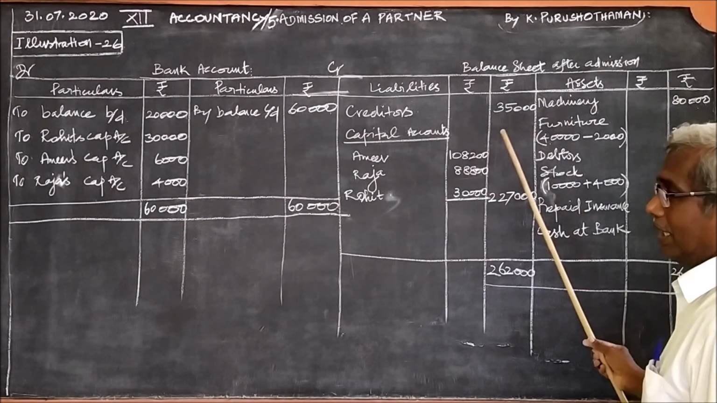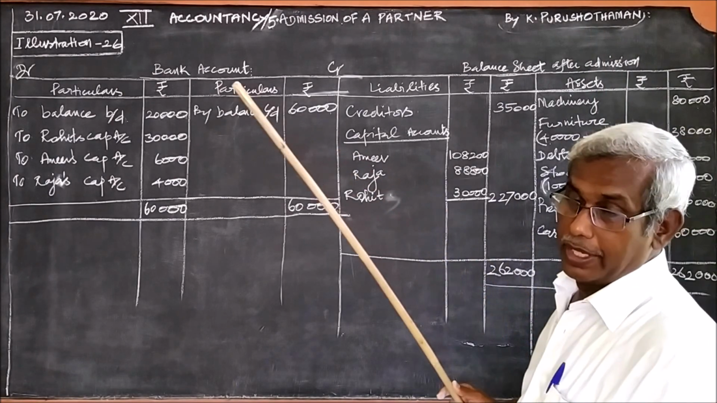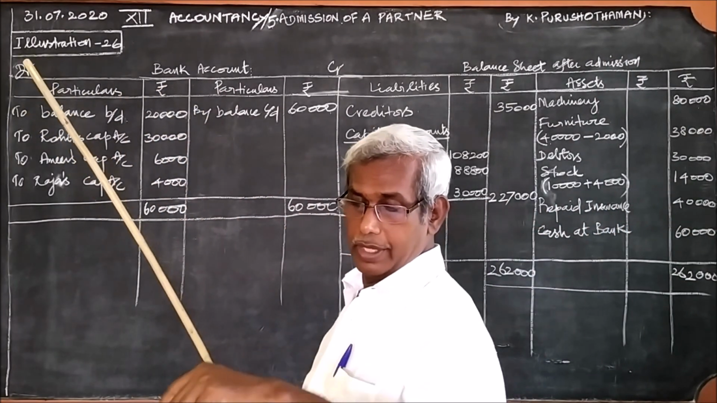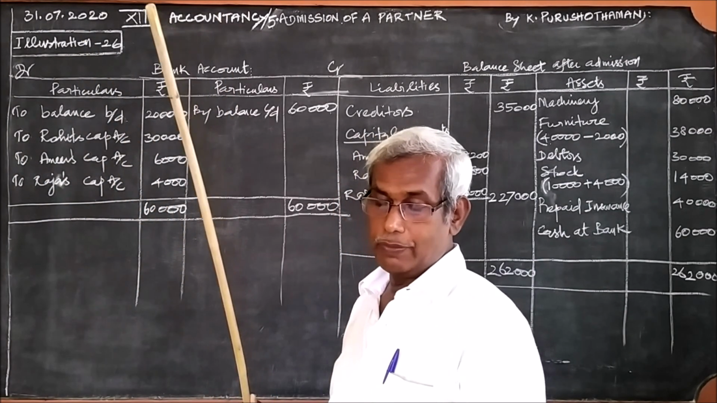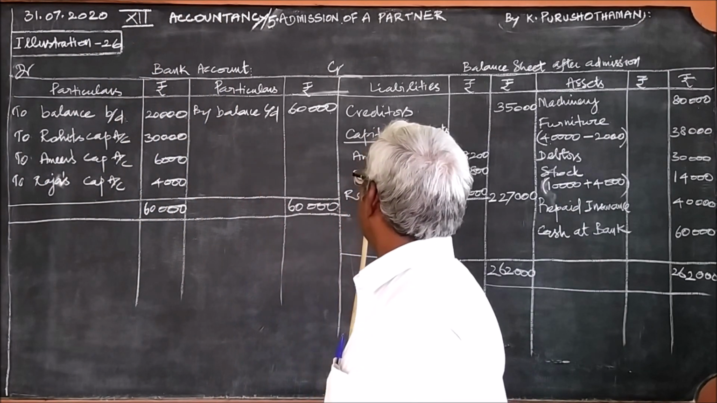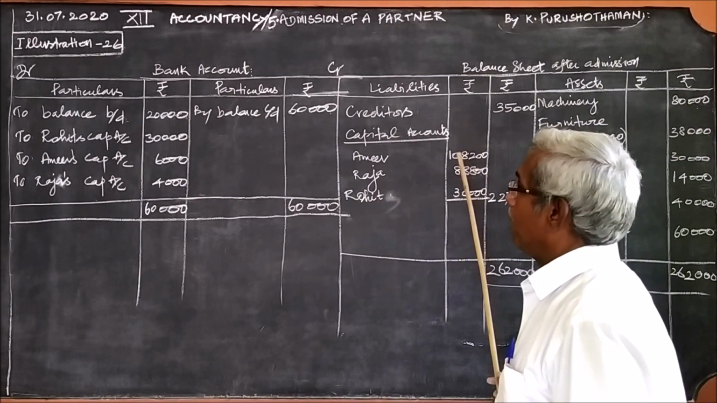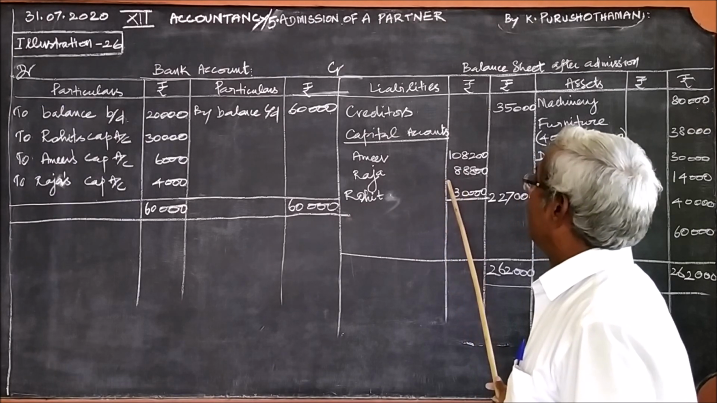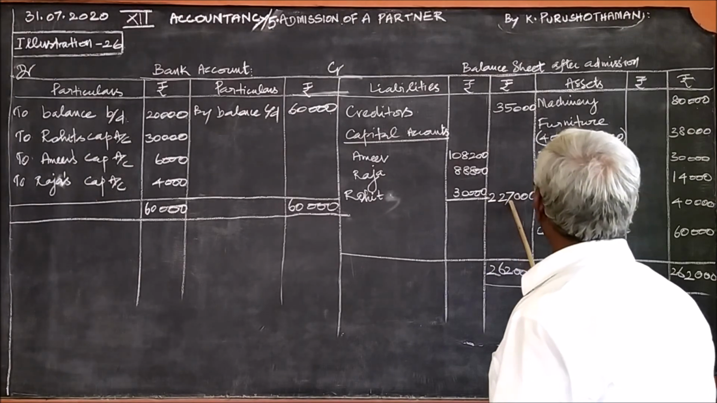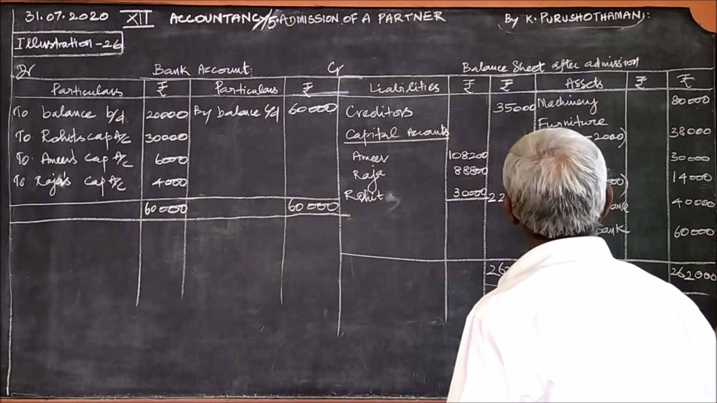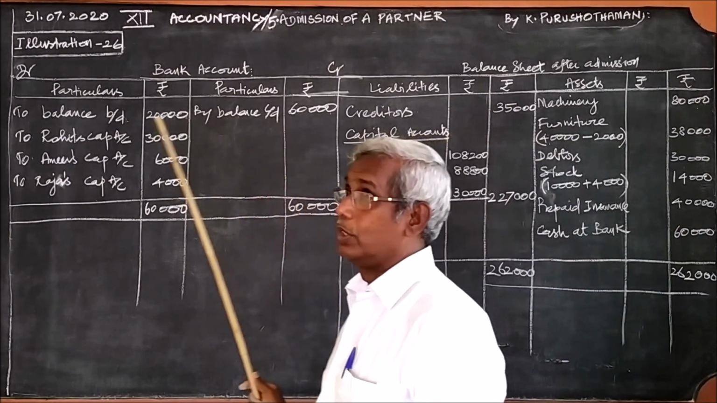And on the liability side, only the creditors is left. The other item, reserve fund, has already been taken to capital account. And these are the three balances brought down or carried down by the capital account. So we write it, and find the total. Those two will be equal. Therefore, this is illustration number 26.